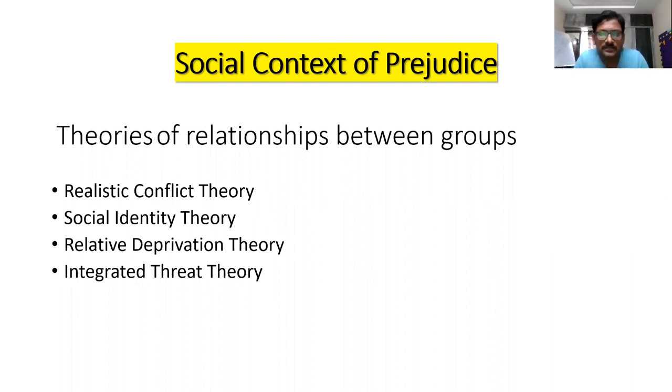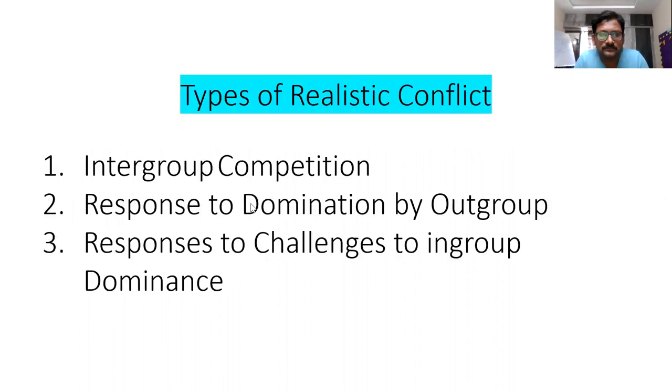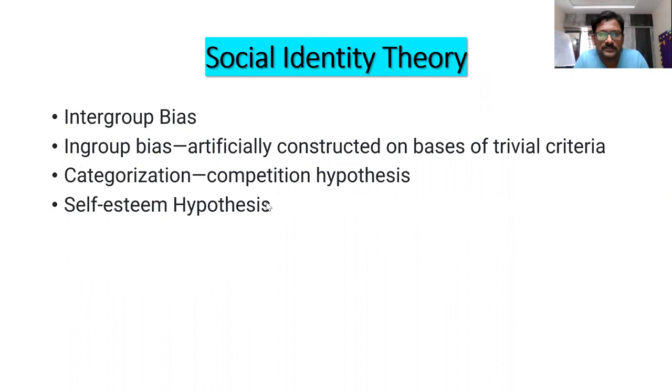In the last video, we discussed one of the theories within the social context of prejudice, that is realistic conflict theory. We talked about types of realistic conflict. Today we'll try to see social identity theory.